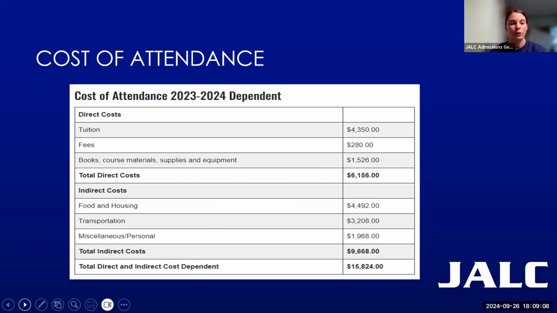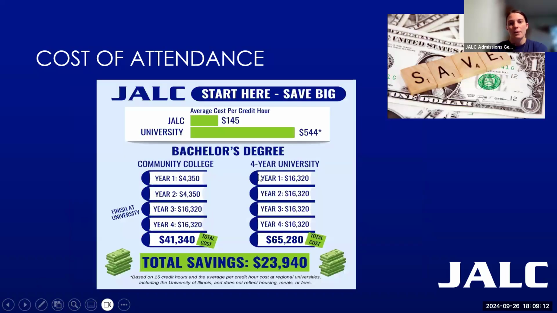So a little bit further breakdown of our cost of attendance. This just shows that, again, our average in-district credit hour rate is $145. If you were on the fence or comparing and thinking about starting at a university first or attending a community college first, I encourage you to look at all of your options, including the universities. Make sure that you do a great deal of research on what the tuition rate is.